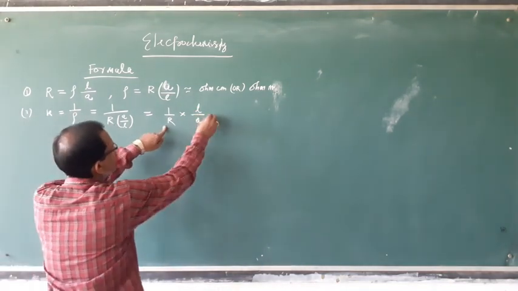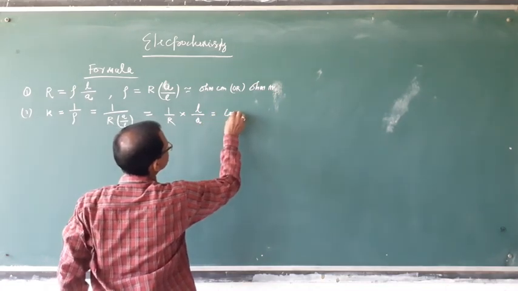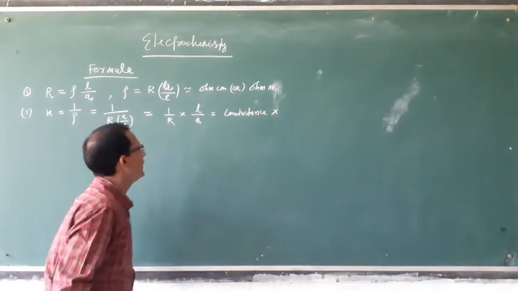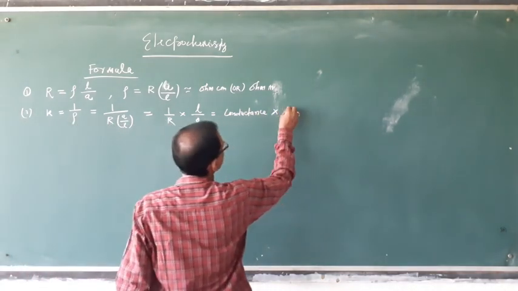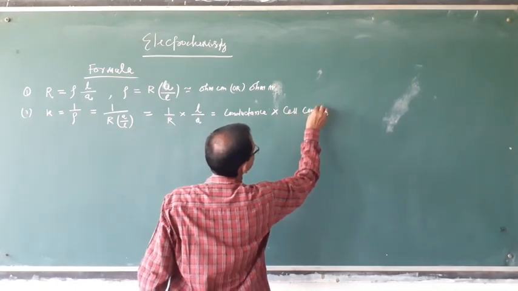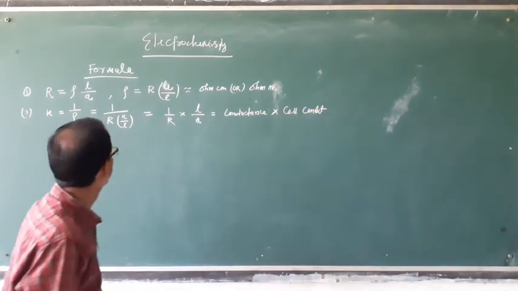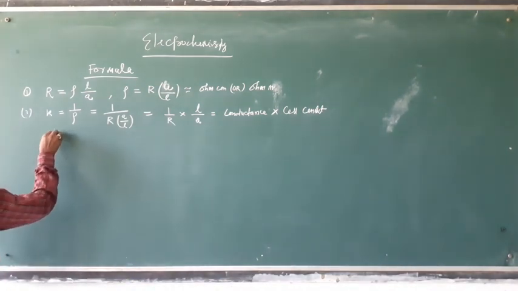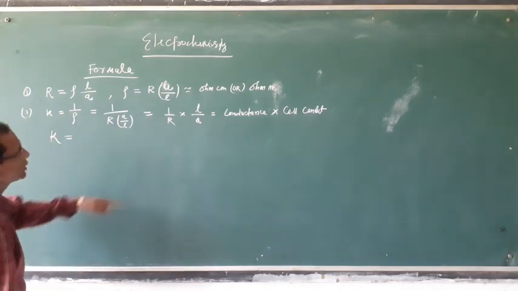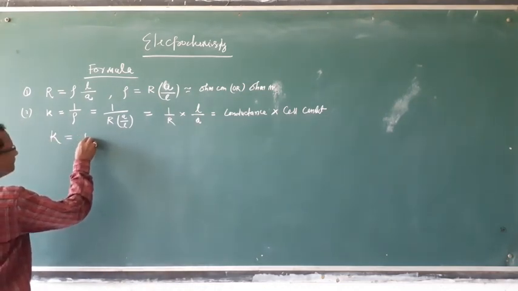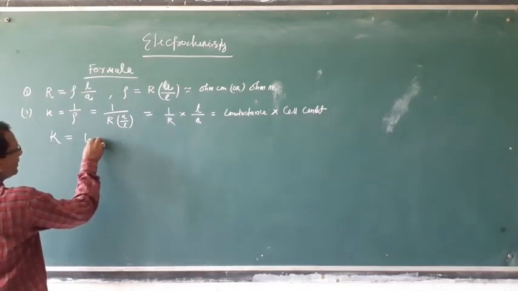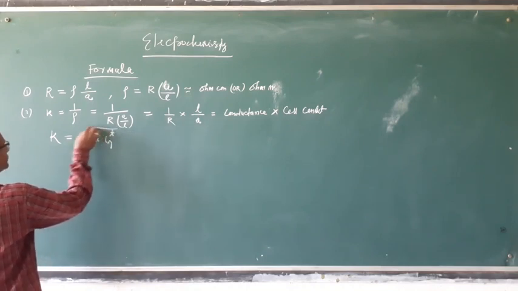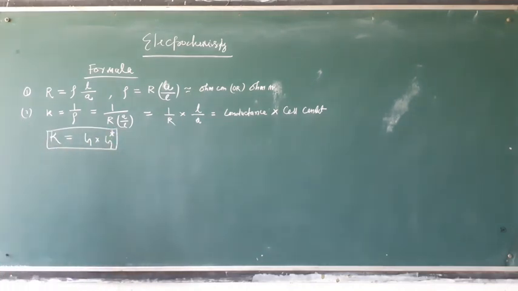1 by R is the conductance. L by A is called cell constant. So kappa is equal to conductance times cell constant. The conductance symbol is taken as G, and the cell constant is G star. This is the new formula.